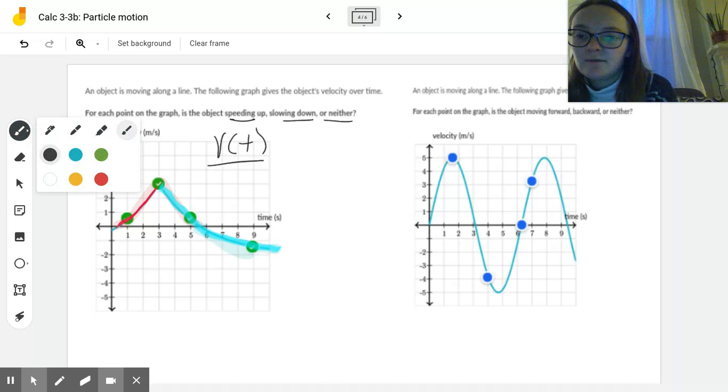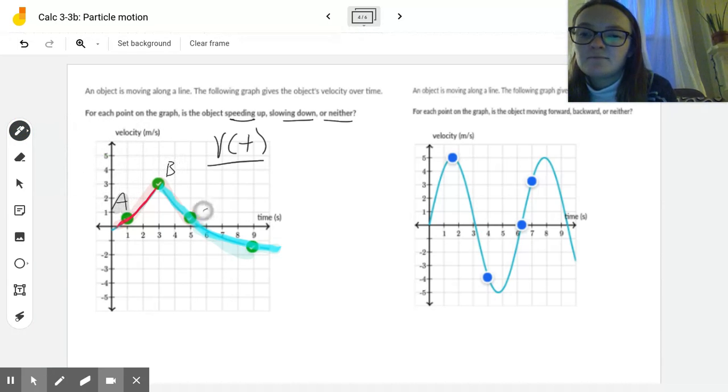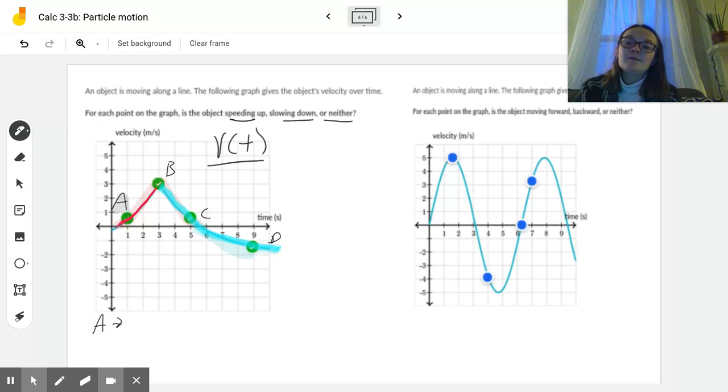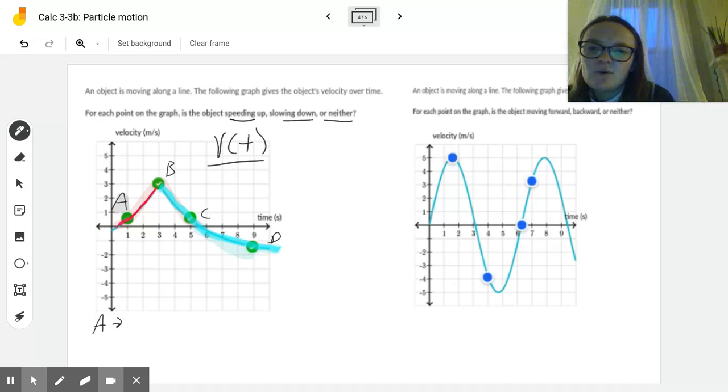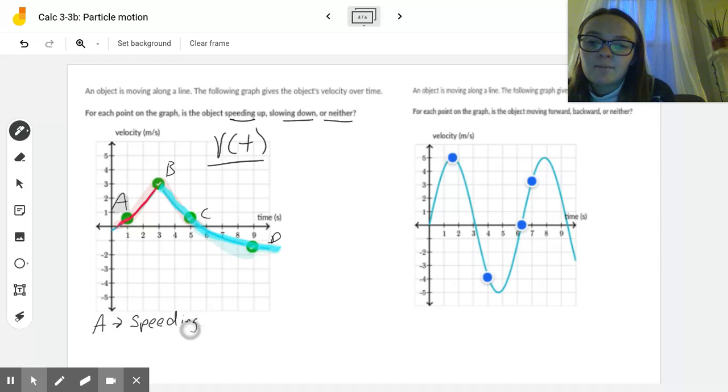So this point here, we'll call this point A. This will be B, C, and D. So for point A, I am above the x-axis, and I am increasing. So that's a red on red. That is going to be equivalent to me speeding up. So that one is speeding up.